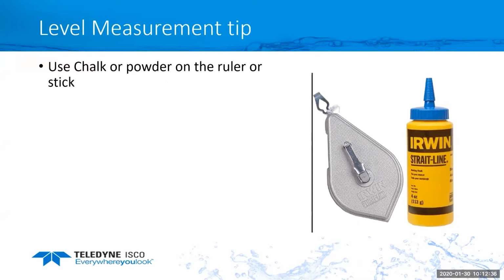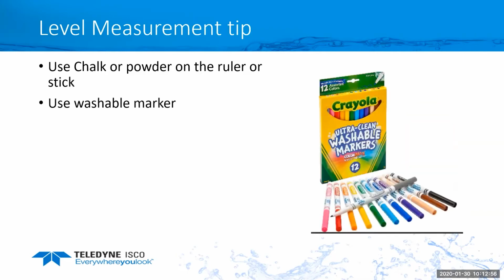A couple tips I've seen when I've been out in the field with technicians when they're taking level measurements is they will put chalk or powder on their ruler or stick, put that in the water, and it's going to wash off where the water is, and then you just measure up to where the remaining chalk is. One I recently saw that I liked is they use washable markers. They had a metal ruler or stick that they put in there, and they use the washable marker, and the same thing. The water washed off the marker. You just measured up to where your ink was at, and that was your level. Nice, easy way to do it that's less messy than using chalk.